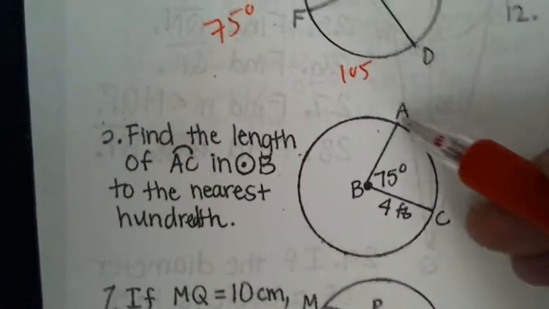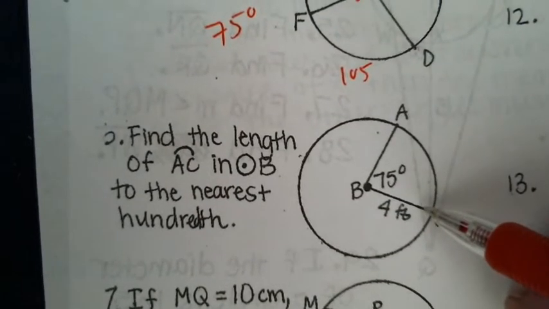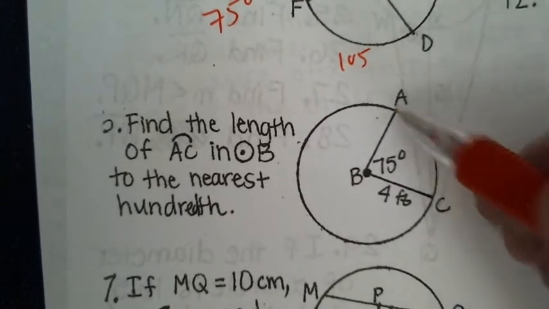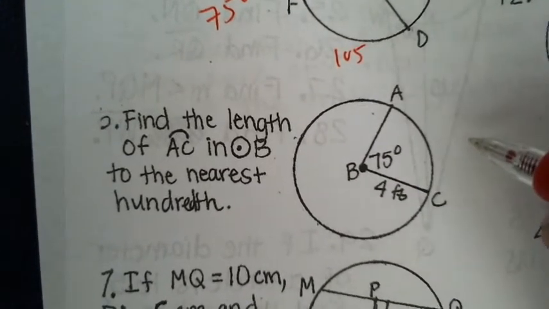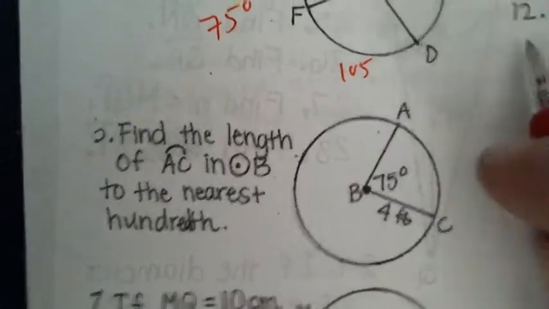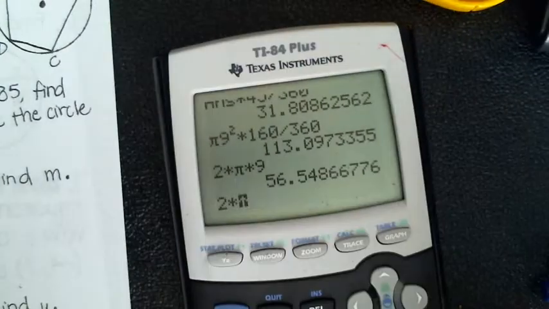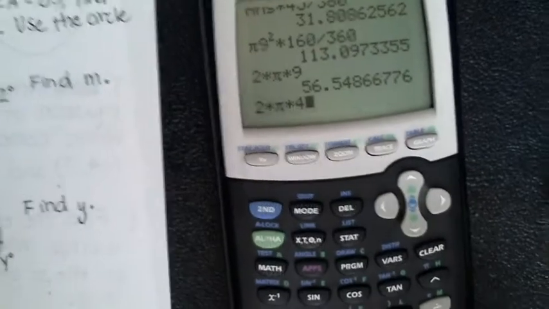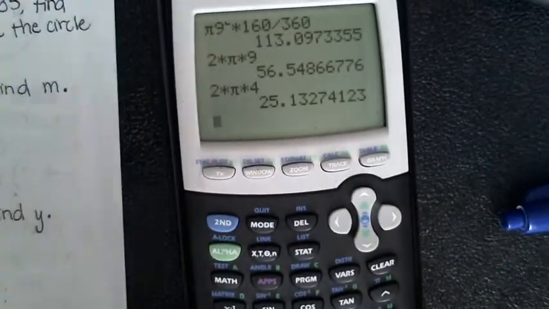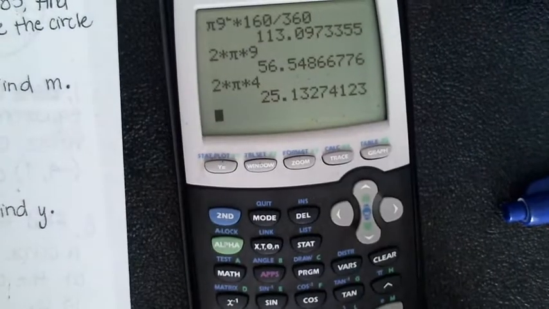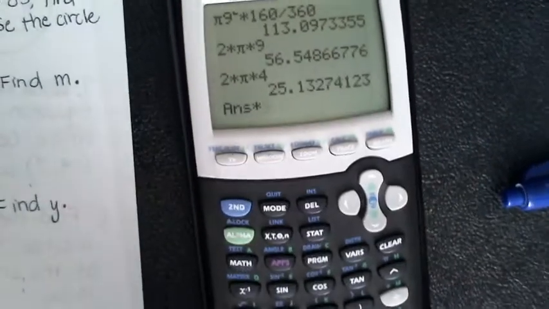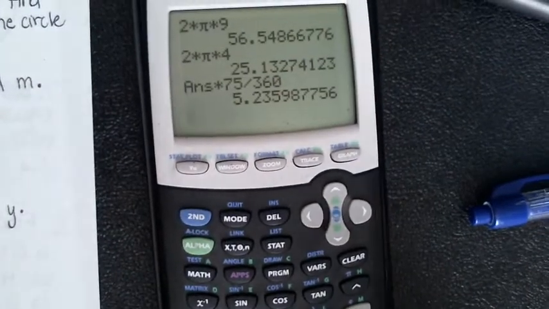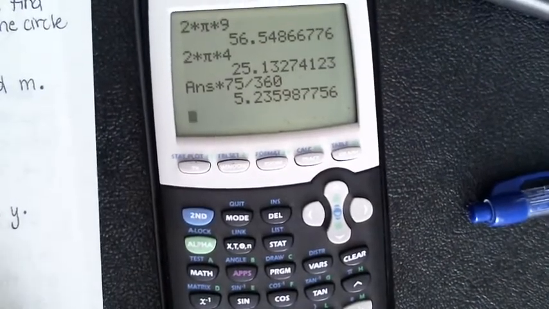Find the length of AC in circle B to the nearest hundredth. So you find the circumference and multiply it by 75 over 360. Circumference is 2 pi r, 25.13. You're going to multiply that by 75 out of 360. 5.24.